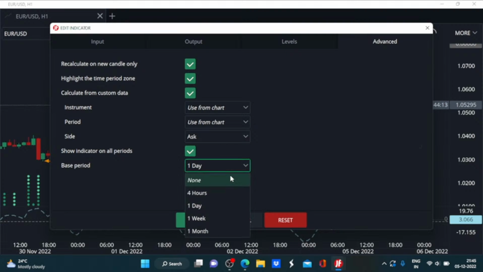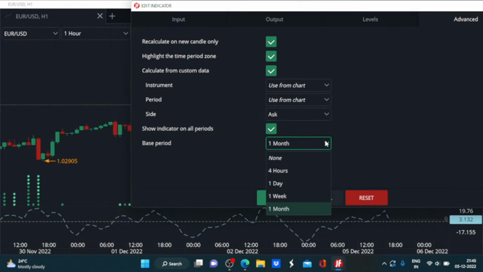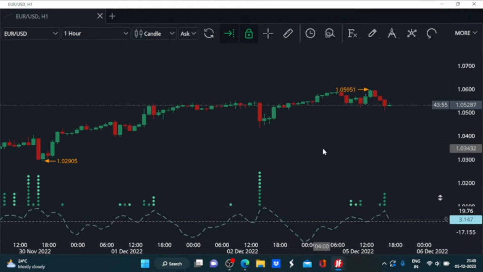Base period, day, none, 4 hours, or weekly. We have all these options available to us. But as we are noticing from the plotting of the indicator, it is not really impacting the indicator's charting. So it is not really applicable for this indicator.